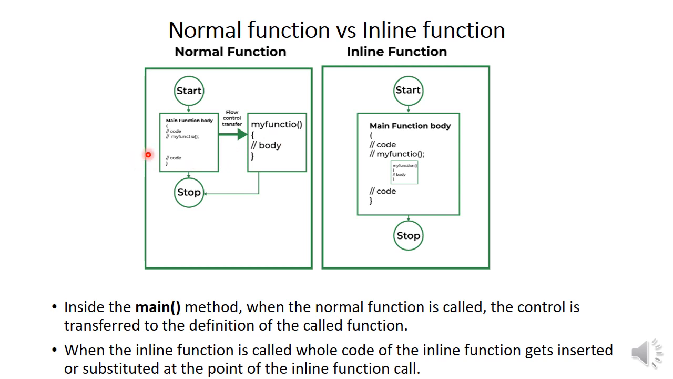or in other words, we can say that we have two separate memory locations, where one contains the function calling instructions and another one contains the function definition instructions. This is the execution of a normal function.